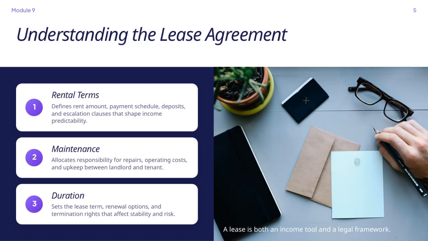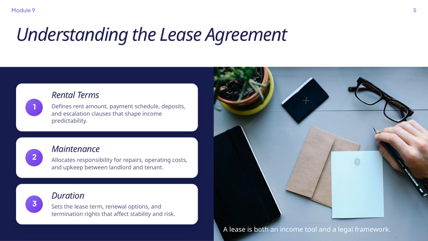Let's take a closer look at the key components of a lease agreement. First, rental terms are crucial because they define the rent amount, how often payments are due, any required deposits, and escalation clauses that can increase rent over time. These elements are what give you predictability in your income stream. Next, maintenance responsibilities are clearly laid out in the lease. This section determines who, between the landlord and the tenant, is responsible for repairs, operating costs, and the general upkeep of the property. Knowing this helps prevent disputes and ensures the property is well maintained.